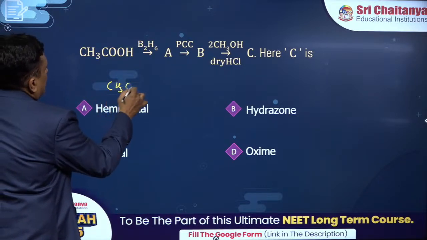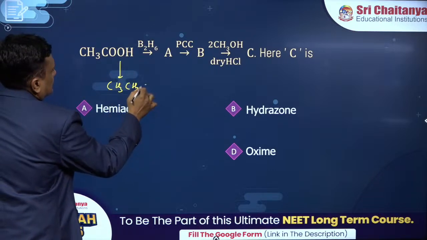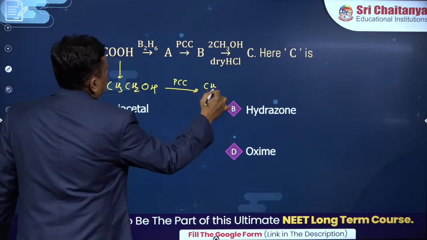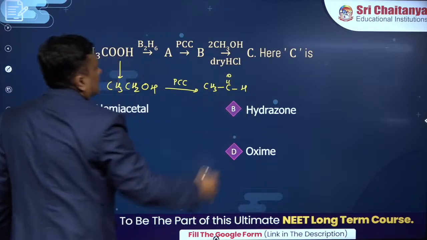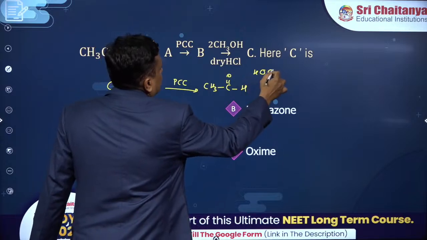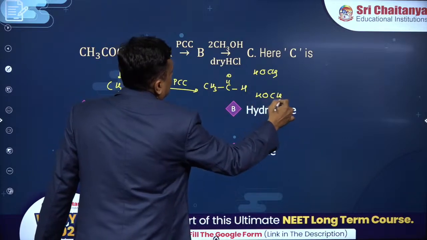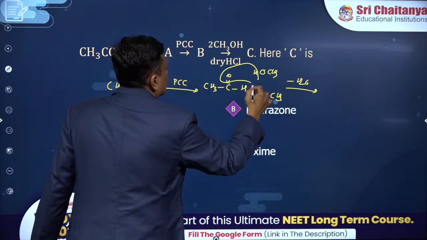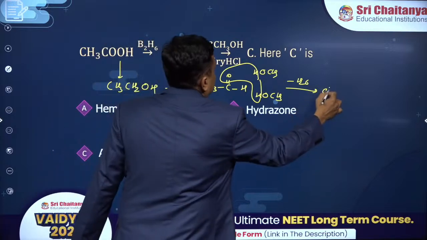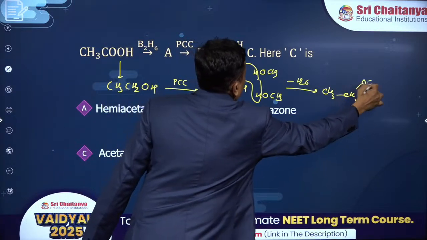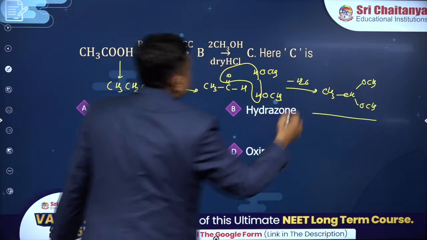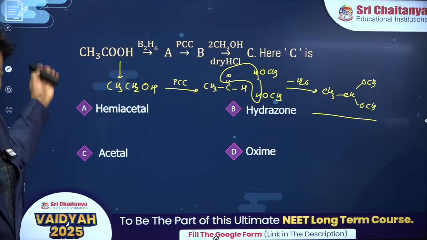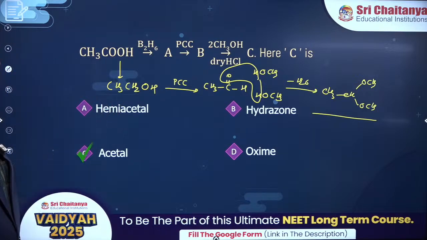Diborane will convert this into CH3CH2OH. Next you have pyridinium chlorochromate, which will convert this into an aldehyde. And when you have got an aldehyde and you are writing the reaction with an alcohol, what you have to do is, in the acidic medium, remove water, and you will be getting hemiacetal and acetal. Finally, that is geminal diether, which is the product formed. First hemiacetal, and with 2 moles, 1 mole gives you hemiacetal, 2 moles will give you acetal.